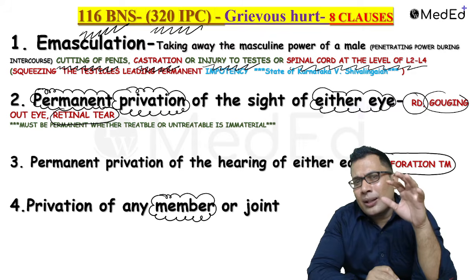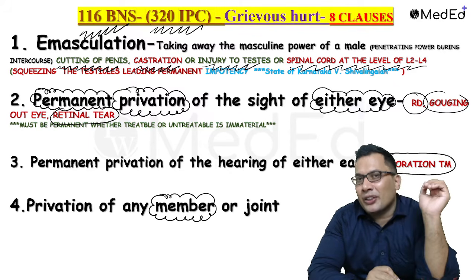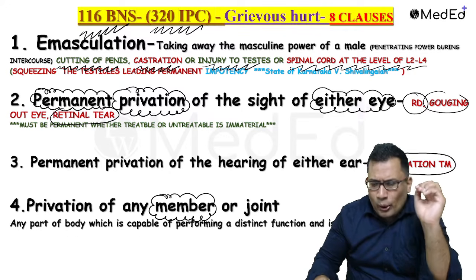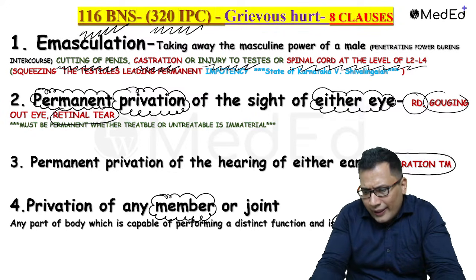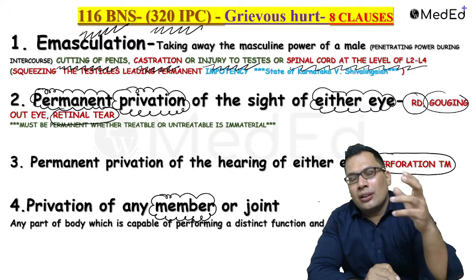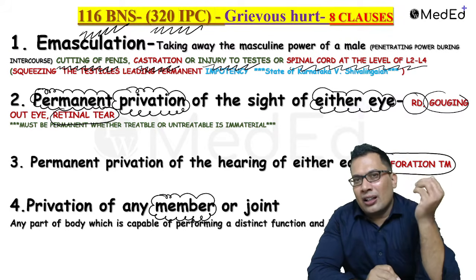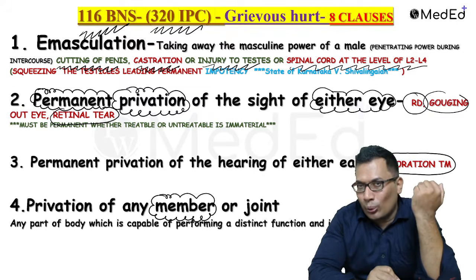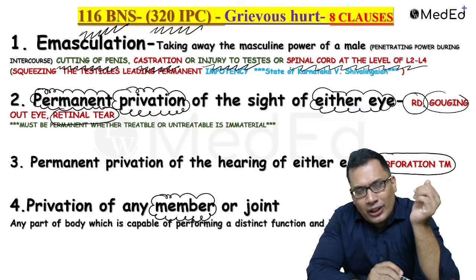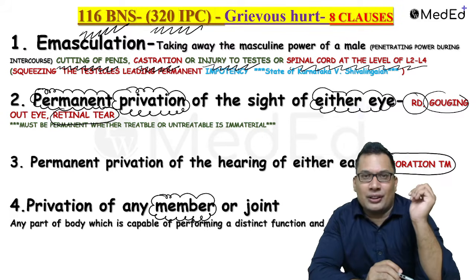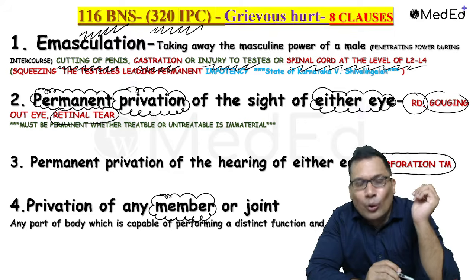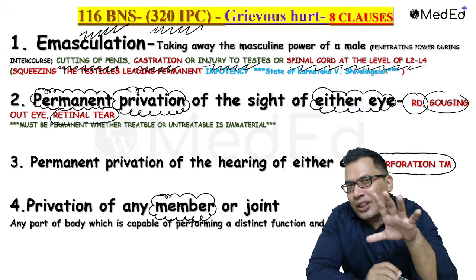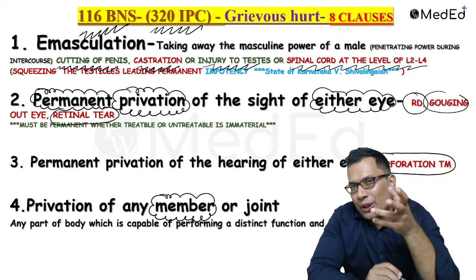So member means a part of the body which has a distinct function. And one more point, it is not able to regrow. Like the loss of nail or cutting the nail, cutting the hair, it is not a grievous hurt because it can regrow. So any part of the body which is capable of performing a distinct function and is not able to regrow is known as member. One classical example is amputation of the limb, amputation of the thumb.